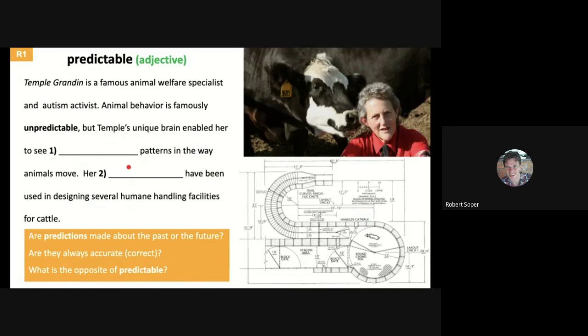And here we have predictions, which is the plural of prediction. And we know it's going to be a plural. Does anyone know why?